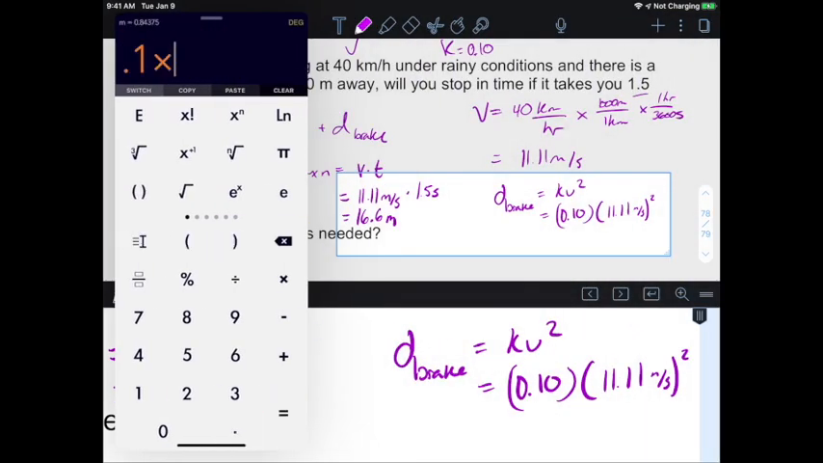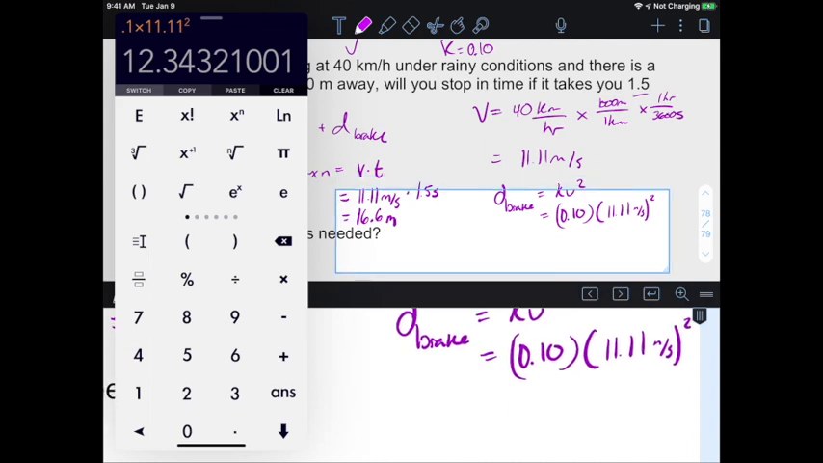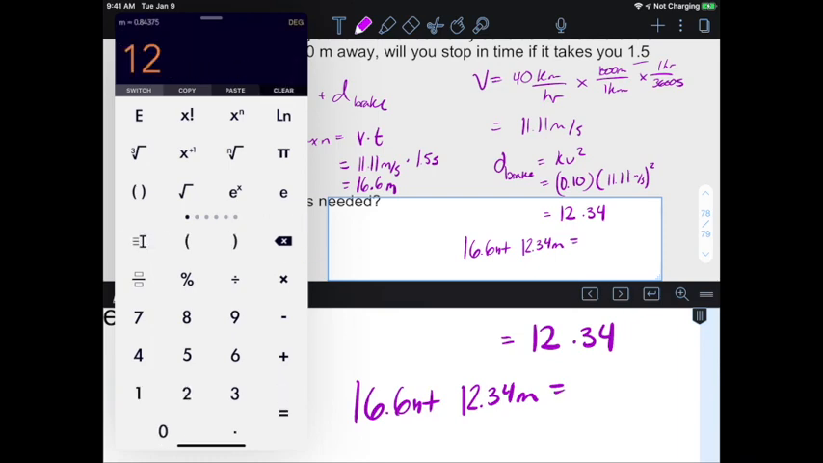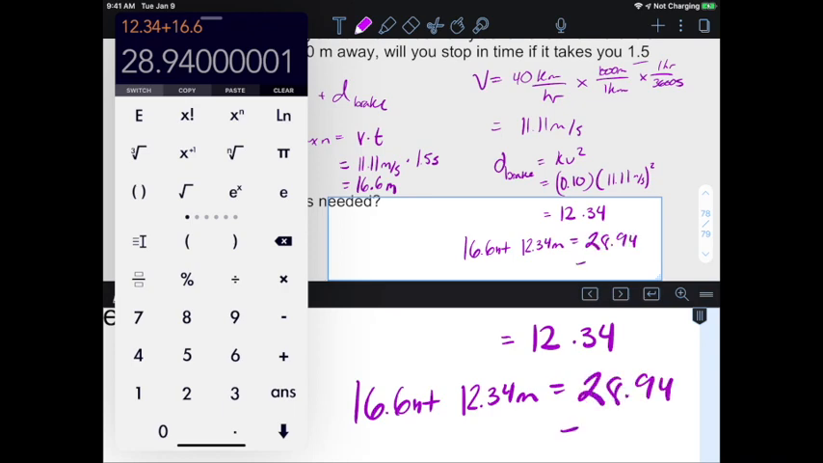0.1 times 11.11 to the power of 2. We get a total distance here of 12.34. And now we need to combine those two numbers. So 16.6 meters plus 12.34 meters to give us 28.94, which is essentially 29 meters.